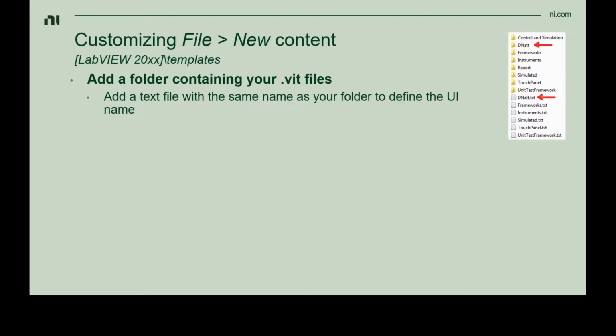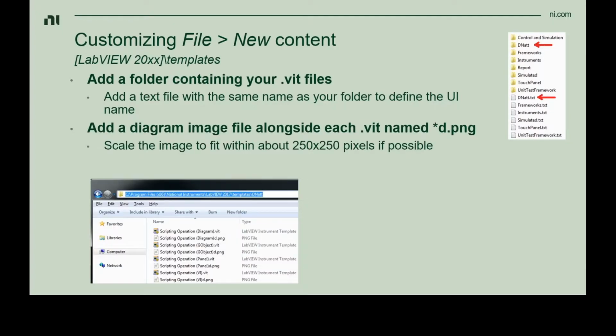All right, so another thing you can customize is the content that you see in the File New dialog. The first thing you can do is add a folder just for your templates and then a text file that describes your templates. Then for every one of your VI templates, you can add an image file next to it. If you look in the screenshot in the bottom left, you'll see for every one of my templates, I also have a PNG file with the name of the VI and then a D at the end. The D stands for diagram.